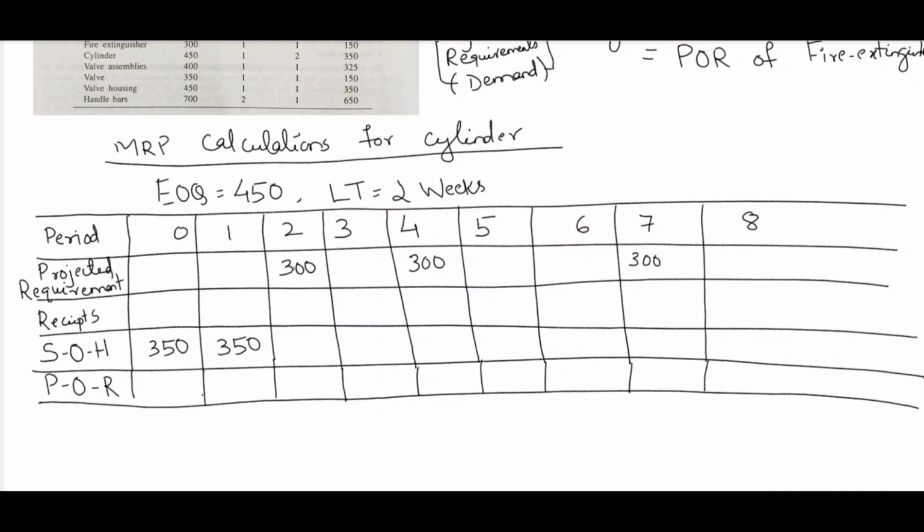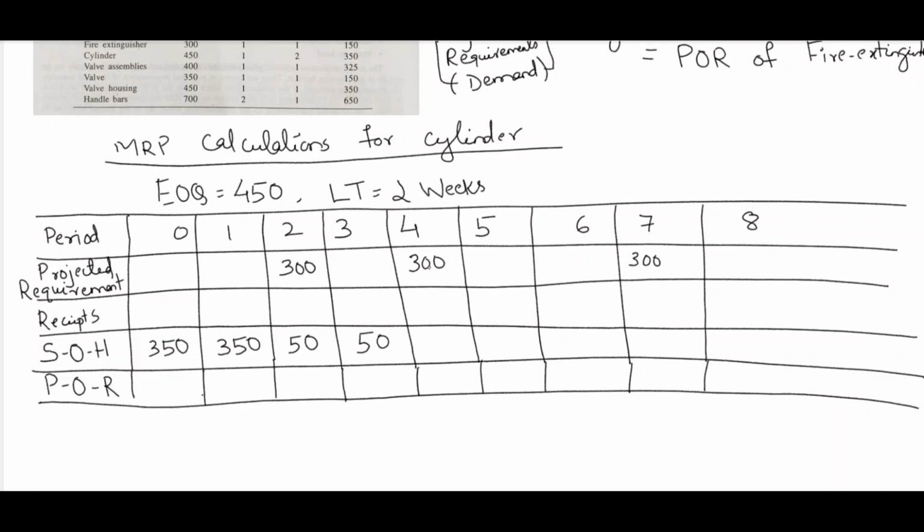Okay, second week you see it is 300 numbers and we have 350. So we could satisfy the demand in the second week. So remaining will be 350 minus 300. It is 50. 50 we are having now as stock on hand. Third week, as there is no demand, we will carry forward this 50.